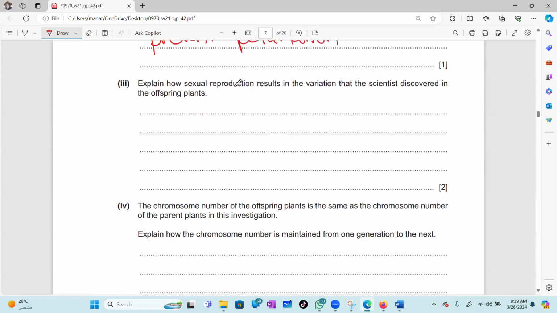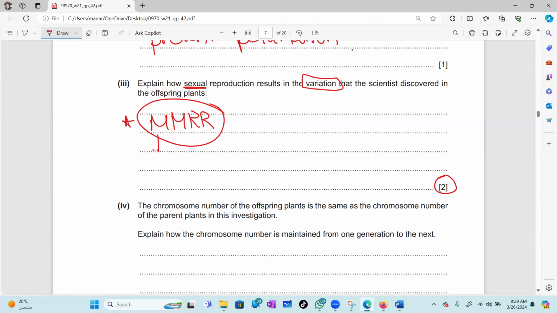and then go back. Explain how sexual reproduction results in variation that the scientists discovered in the offspring plants. Now we took this sexual reproduction. How does it cause variation? I will not waste time asking you. Remember the MMRR that we took in adaptation and variation? We said the best advantage of sexual reproduction is that it causes variation. And what are the causes of variation? MMRR. This question is out of 2 marks, so you needed to give me 2 out of those 4.